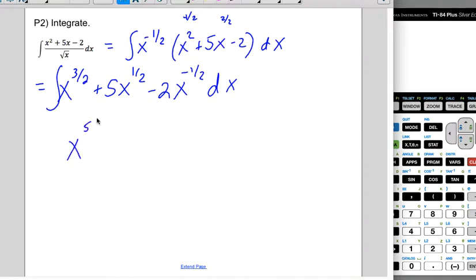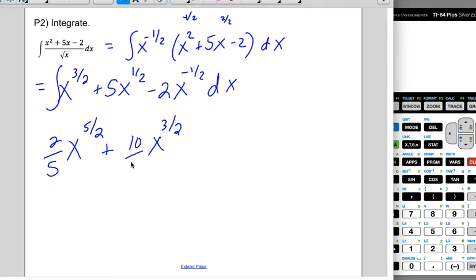So I'm going to up the power by 1, and then when I divide by 5 halves, I'm just going to go ahead and skip to multiplying by 2/5. Up the power by 1, I'm going to get a 3 halves. So this is going to be a 3 halves. And then instead of dividing by 3 halves, I'm going to multiply by 2/3.